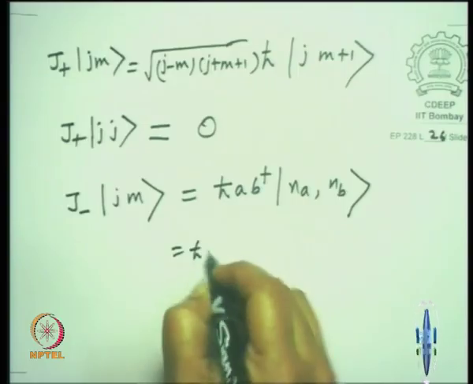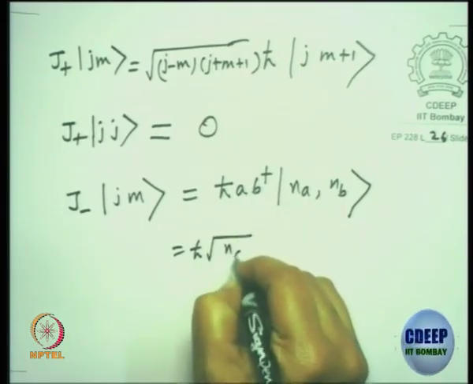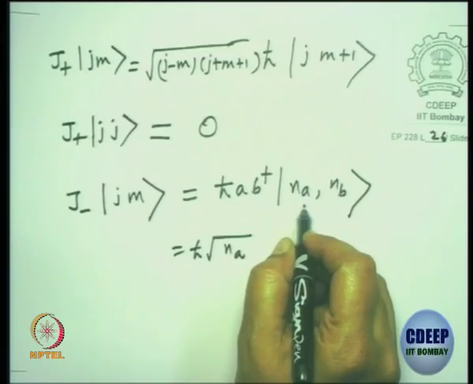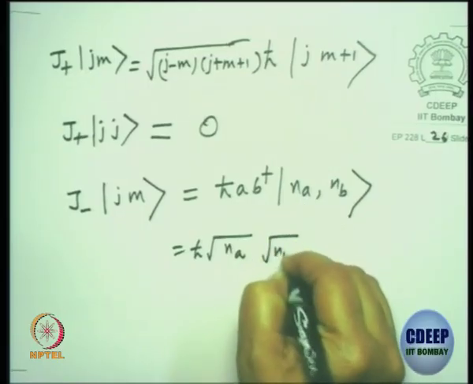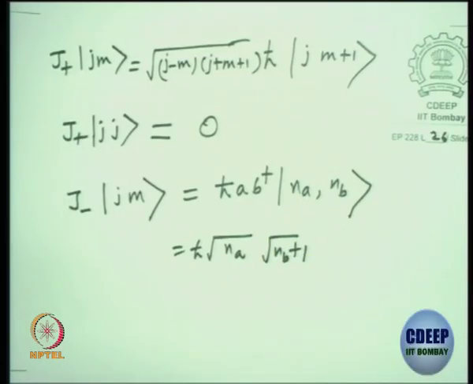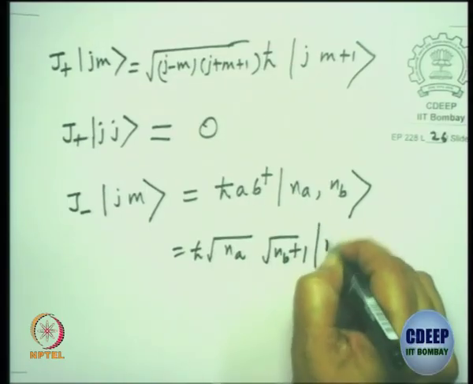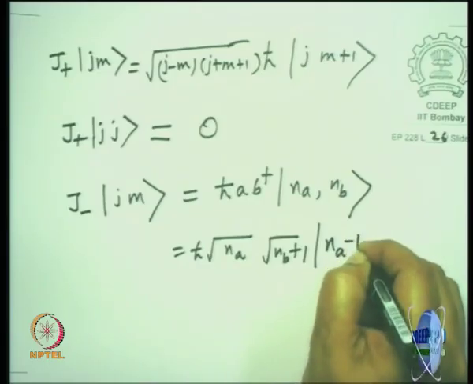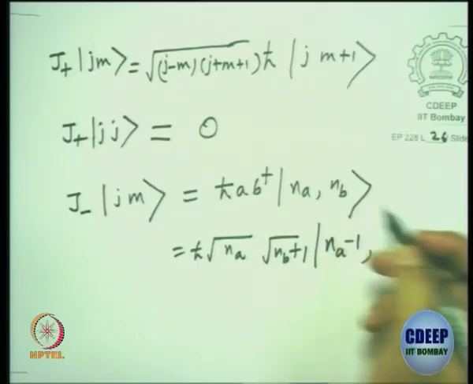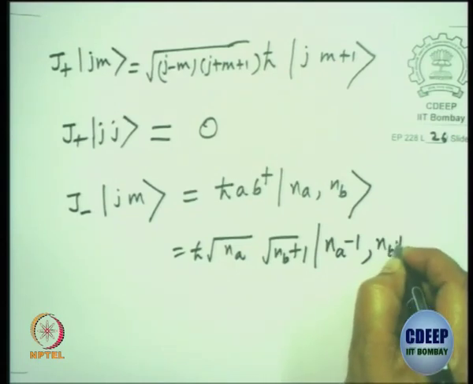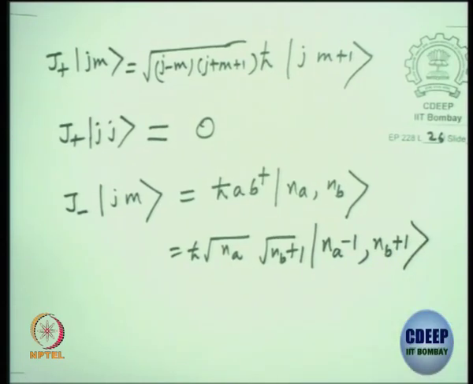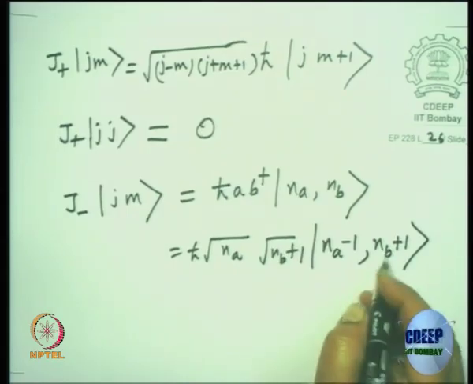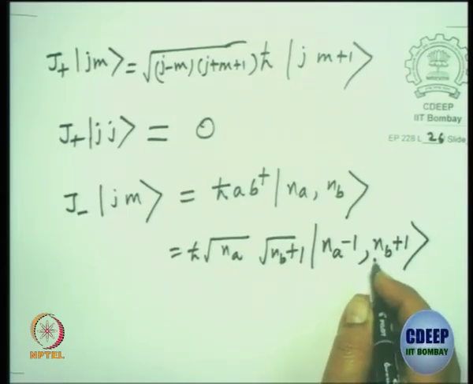A will give you Na, B dagger will give you Nb plus 1, and state Na will shift to Na minus 1, Nb will shift to Nb plus 1. What happens to the J eigenvalue? What happens to the magnetic quantum number? Rewrite. J is the same but M shifted by minus 1.